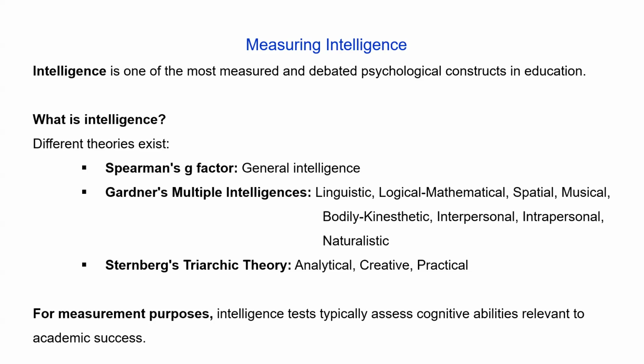One is Spearman's factor theory, where we talk about general intelligence. You go through and find it out; I'm not going to talk about that one. Gardner's multiple intelligence is very important. Even in the new curriculum, they talk about Gardner's multiple intelligence. All students are not the same. All are individually different, right?